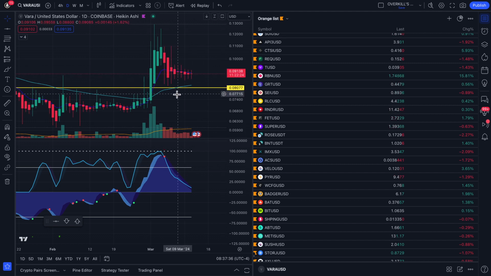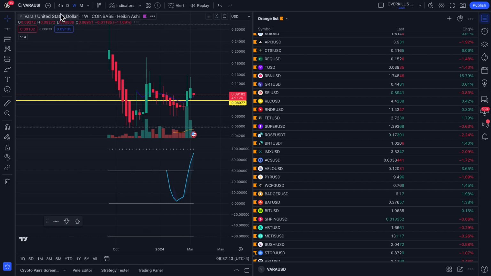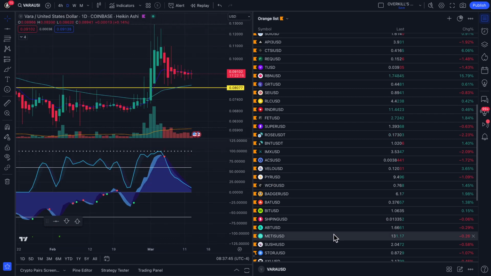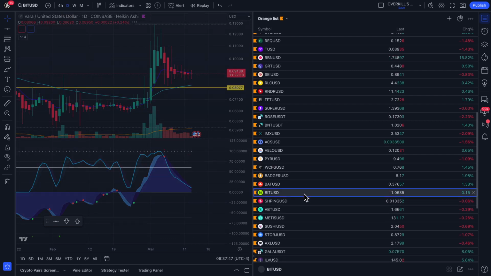Very big consolidation. We broke out above the 50, pulled back into it. Again, not on the weekly because we don't have data. We're trading the daily because we don't have data on the weekly on this. But that looks interesting. That's the Vara network right there.